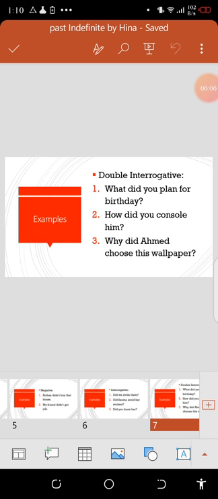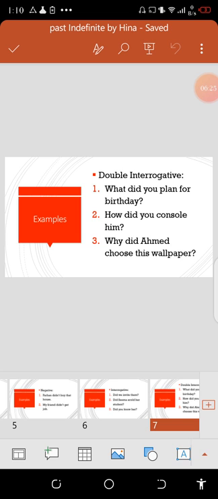Examples of double interrogative: What did you plan for birthday? How did you console him? Console means when we give hope in bad times to someone. How did you console him? Why did Ahmed choose this wallpaper?